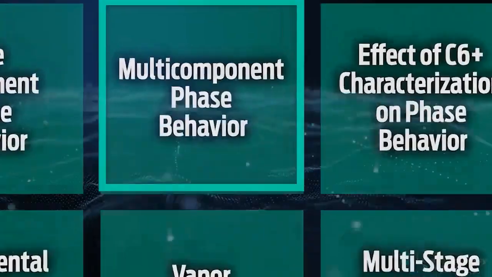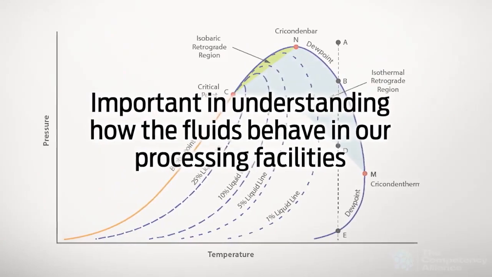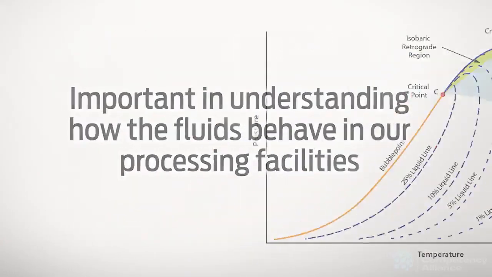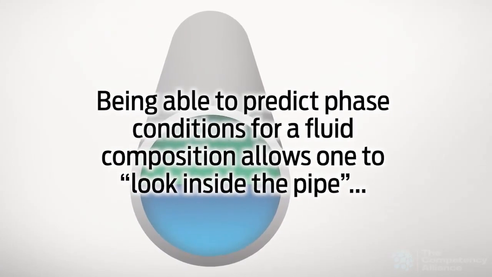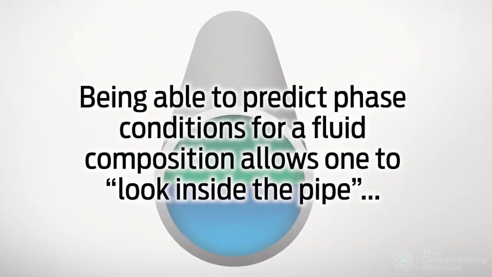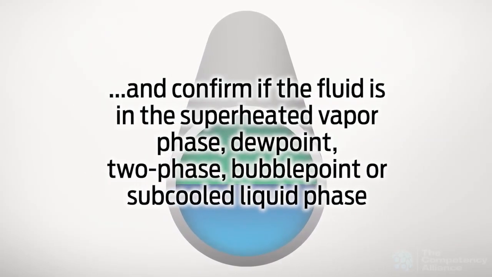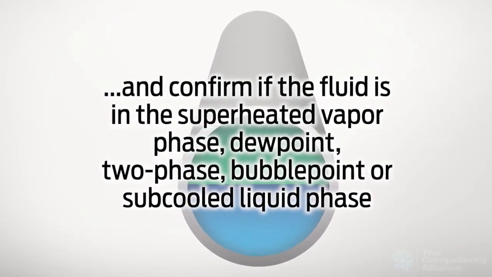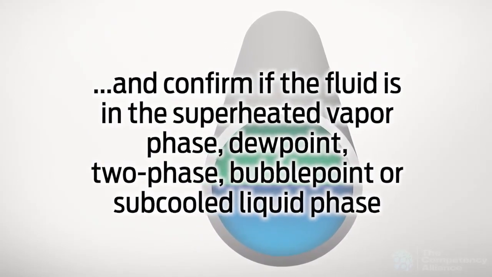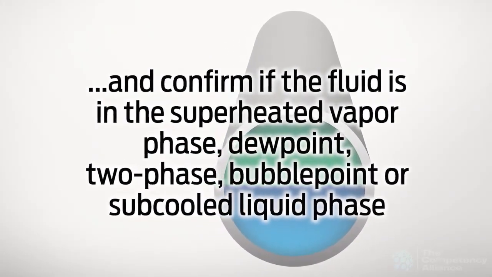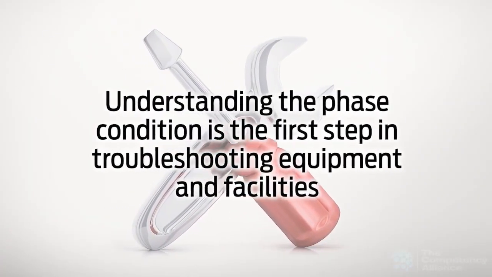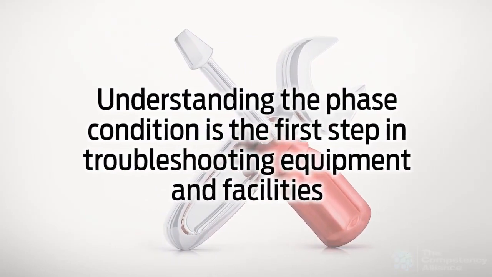Understanding multi-component phase behavior is important in understanding how the fluids behave in our processing facilities. Being able to predict phase conditions for a fluid composition allows one to look inside the pipe and confirm if the fluid is in the superheated vapor phase, dew point, two-phase, bubble point, or subcooled liquid phase. Understanding the phase condition is the first step in troubleshooting equipment and facilities.